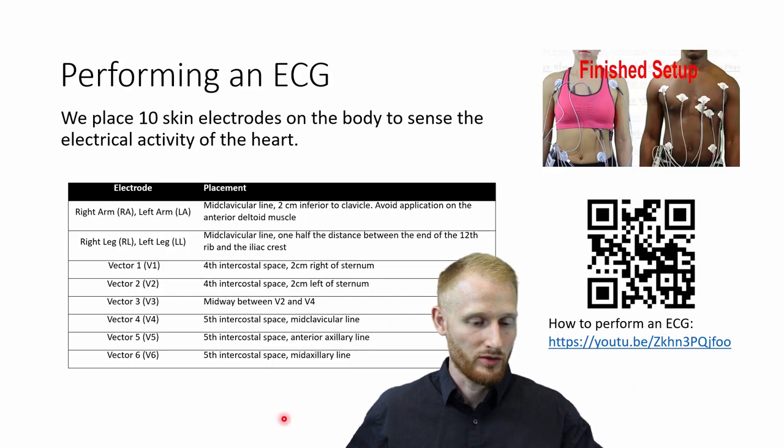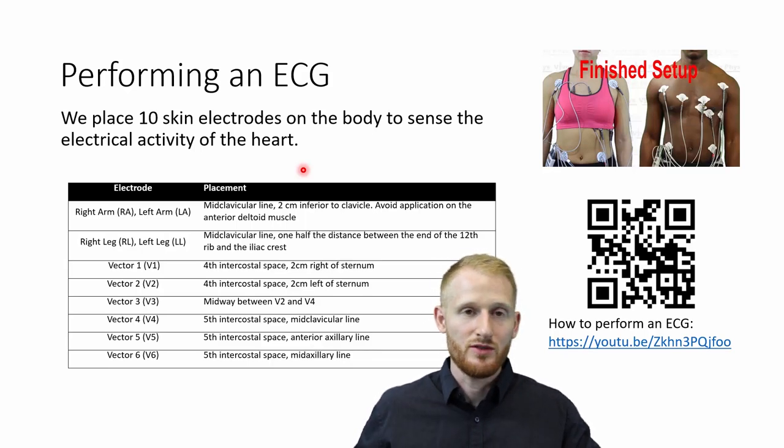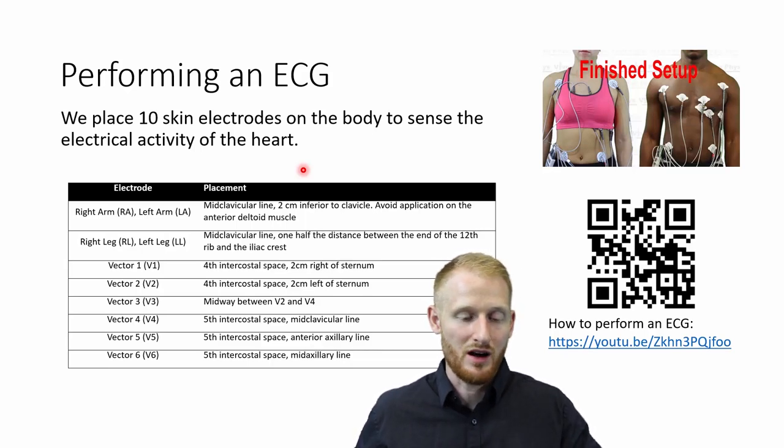I'm not going to go over these here right now, but here are the 10 different electrodes. Here are the actual names, the 10 different electrodes that are going to be placed on the body, as well as the placement, so the anatomical locations that you're going to look for in order to do that placement. So if you want to see that here, pause this video now and look at this and read that table.